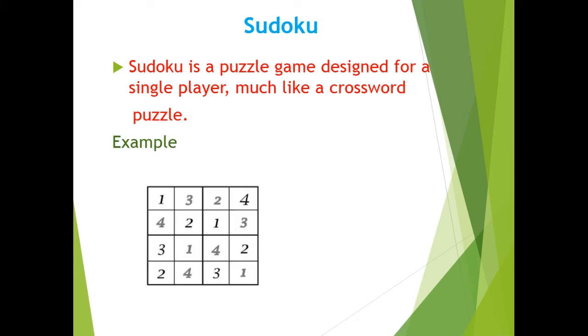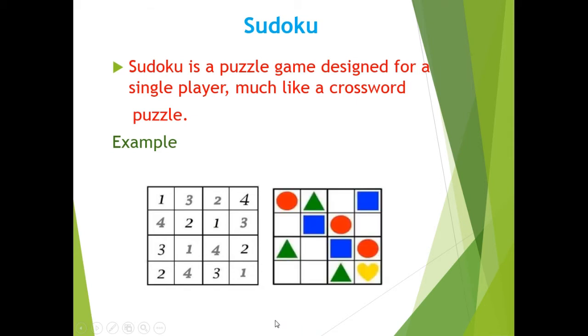Example. This is an example of a Sudoku. Here you can see this is an example of 4 by 4 Sudoku. Here 4 rows are there, 1, 2, 3, 4. 4 columns are here, 1, 2, 3, 4, and 4 boxes are given here, 1, 2, 3, and 4. So this is an example of 4 by 4 Sudoku. Here the numbers 1 till 4 are used.